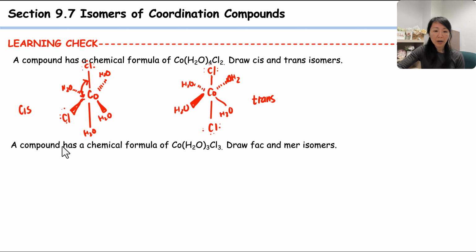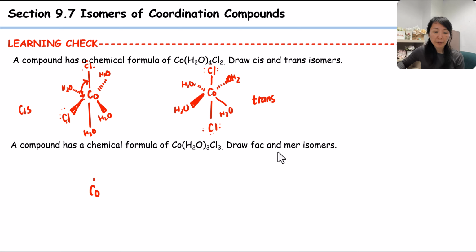Let's do another one. A compound has a chemical formula of cobalt, H2O, Cl3. Draw FAC and MER isomer. So let's try FAC first. And we have our cobalt. And in order to have FAC, we need to make sure that three of the exact same ligand are in the vertices of the one that has a triangular face.